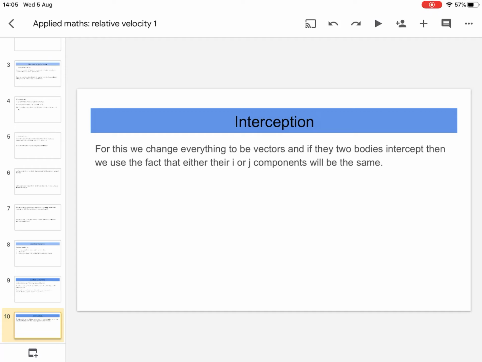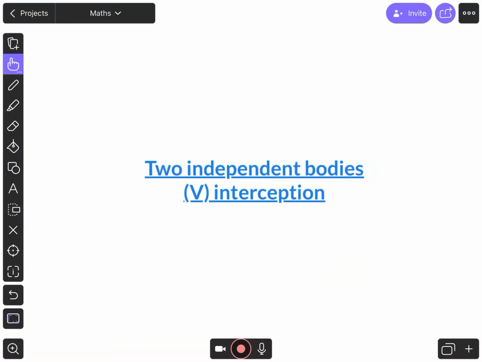So we're going to take a look at interception for relative velocity between two bodies. For this one, what we want to do is change everything to be vectors. If the two bodies are intercepting, then we can use the fact that either their i components or their j components will be the same. So let's take a look in relation to a question then.